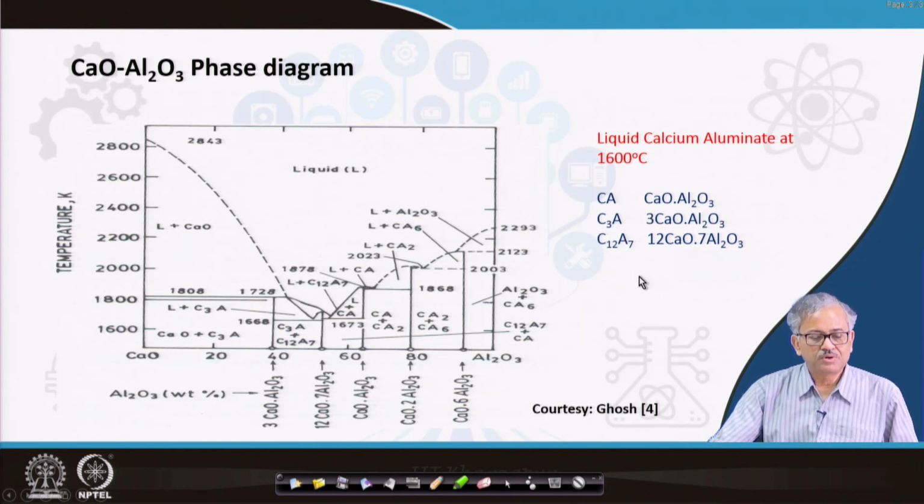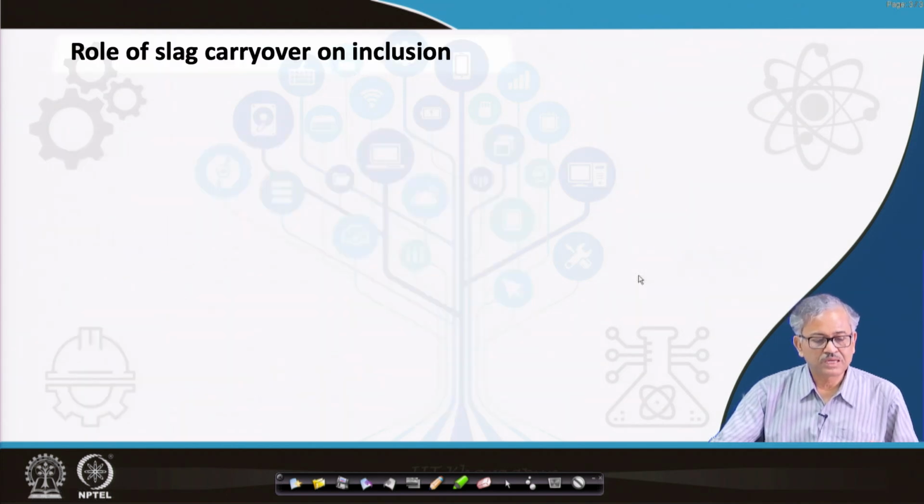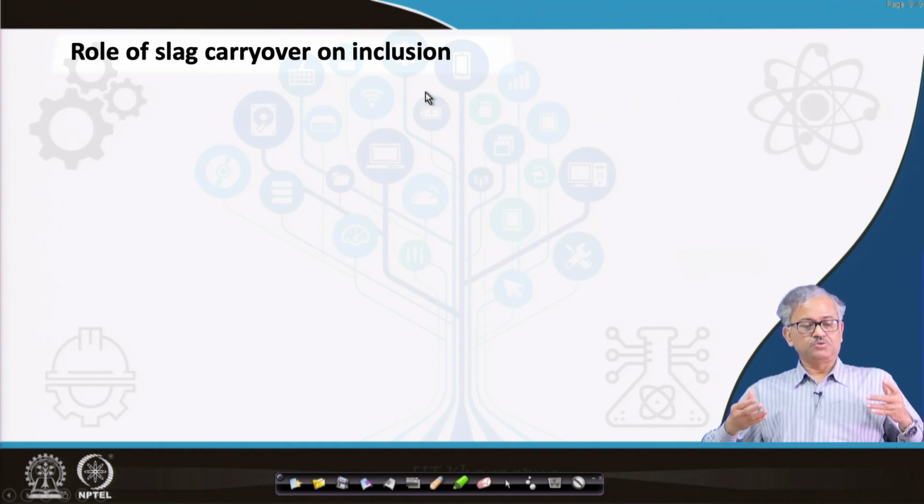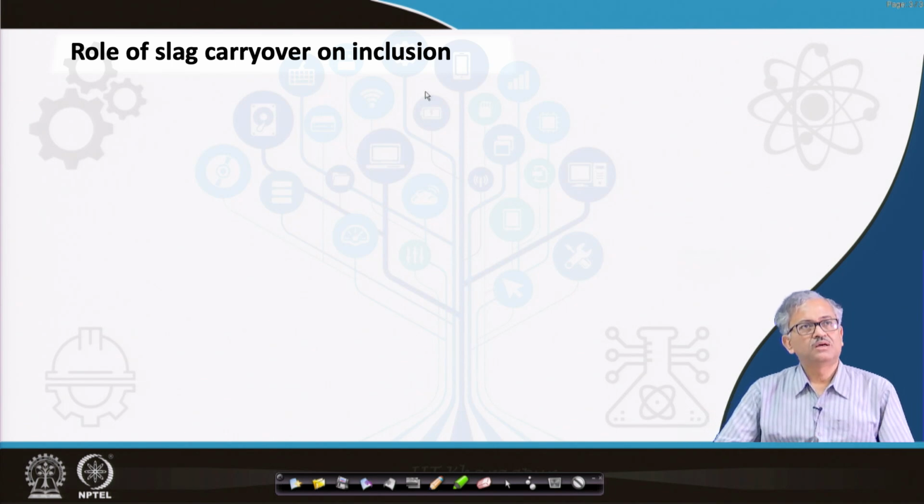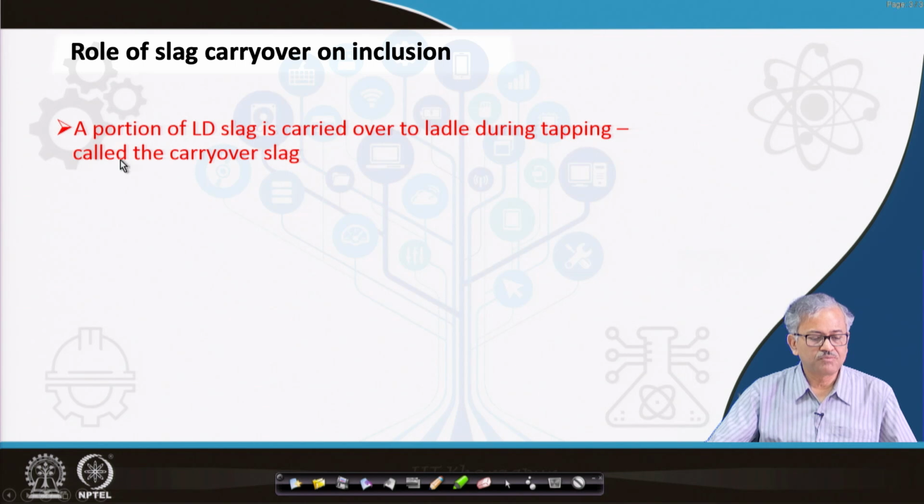Now I will talk about the carryover slag and its effect on the inclusions, the role of carryover slag. During the tapping of liquid steel from the LD to the ladle, invariably some of the LD slag gets entrapped and passes through with the liquid metal into the ladle. A portion of LD slag is carried over to the ladle during tapping, and that is called the carryover slag.